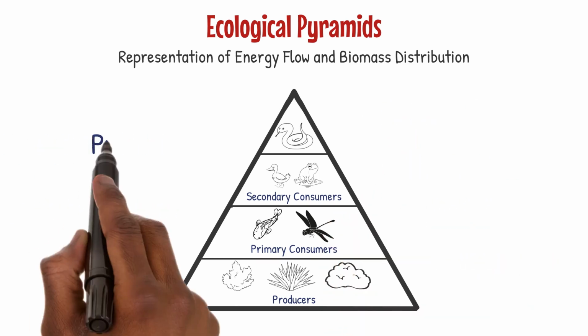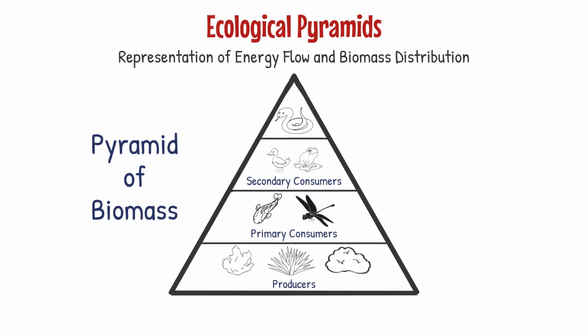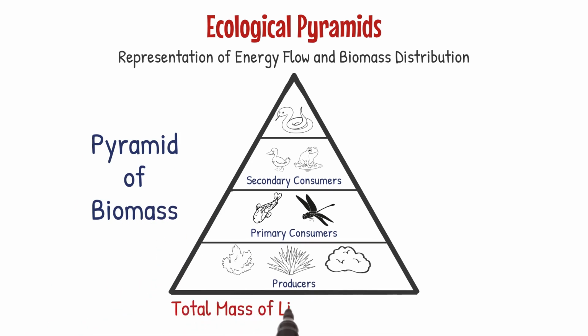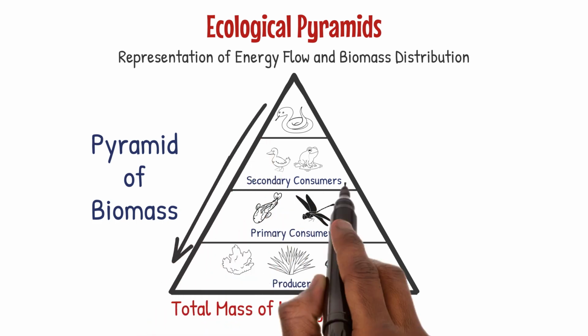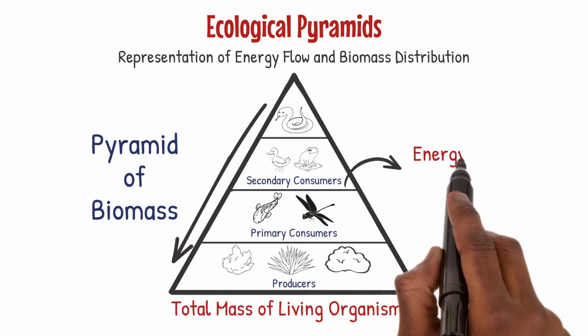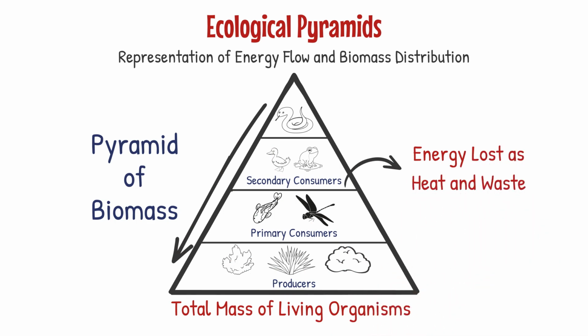Next, the pyramid of biomass. This pyramid illustrates the total mass of living organisms at each trophic level. As we ascend the pyramid, the biomass decreases due to the energy lost as heat and waste.